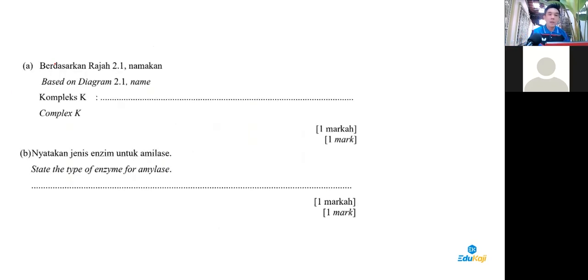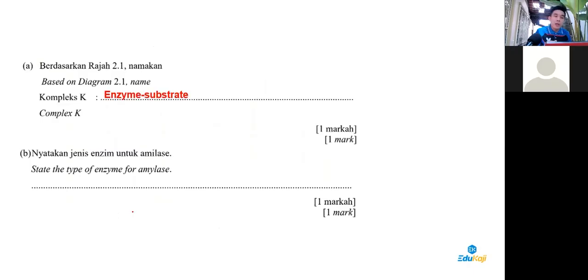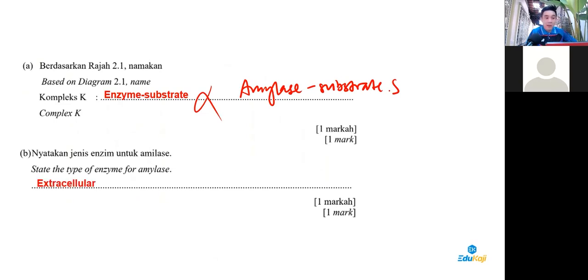The complex, you have to be a little bit careful because let's say they give you amylase and substrate S here. I wouldn't advise you to write enzyme substrate, but rather I would advise you to write amylase substrate S complex. And if you did your reading, you should know amylase is an extracellular enzyme.